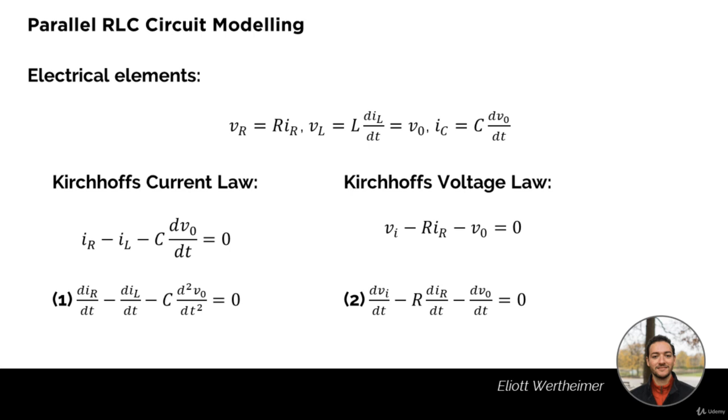Similarly, we also know that VR equals R times IR. Hence, we can replace it as well in the voltage law, such that Vi minus R IR minus V0 is equal to 0. Differentiating both sides, we get that the derivative of the voltage Vi with respect to time minus R multiplied by the derivative of IR with respect to time minus the derivative of V0 with respect to time is equal to 0.